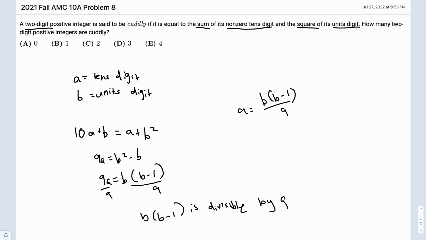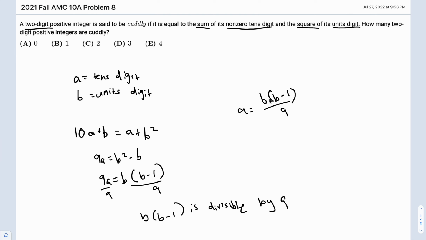Next, for B equals 4. 4 times 3, 12 divided by 9. Oh, we can't have that. 5. 5 times 4, 20 divided by 9. Nope. 6. 6 times 5, 30 divided by 9. Nope. 7. 7 times 6, 42 divided by 9. Nope. 8. 8 times 7, 56 divided by 9. Nope.